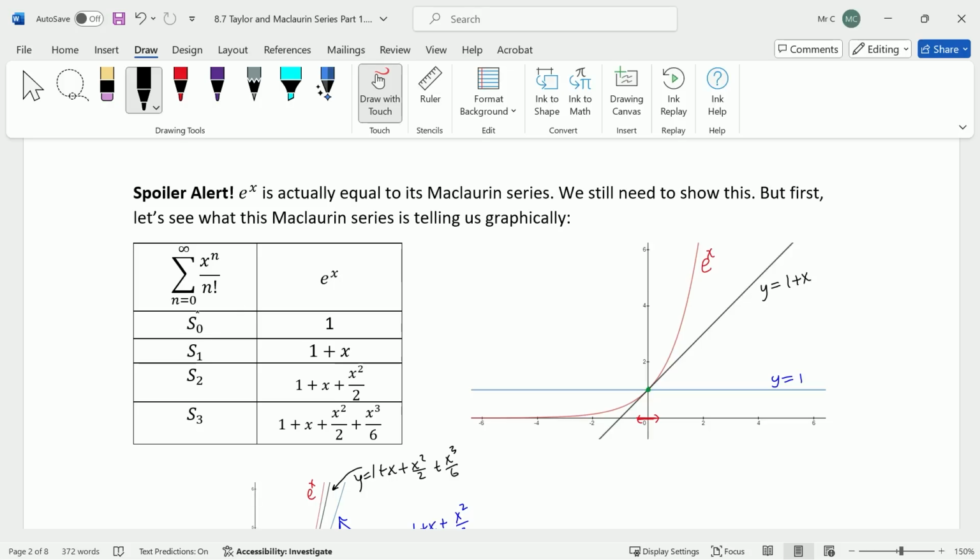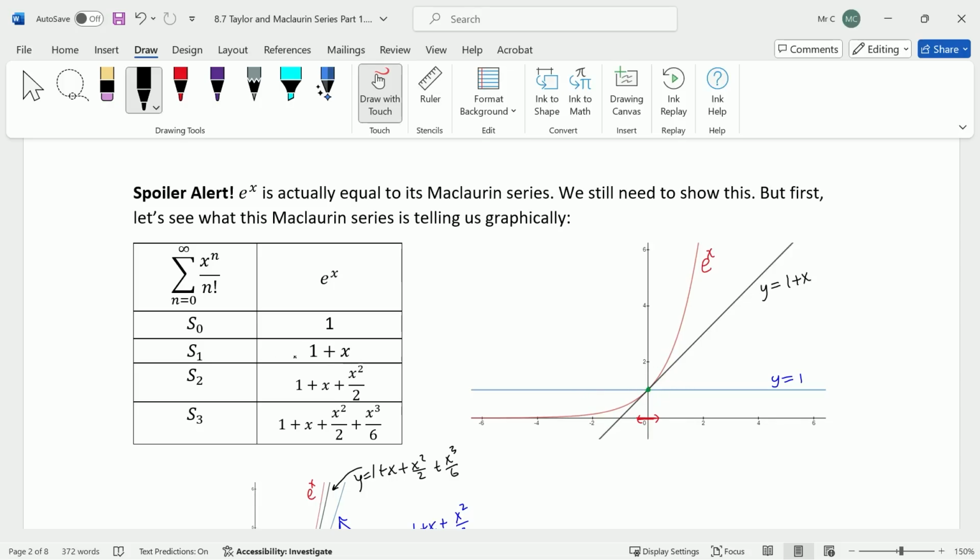So if we took the partial sum, the 0th term, we get 1. We take the first 2 terms, which is s1, because we're starting with n equals 0. It's 1 plus x. s2 is 1 plus x squared over 2. s3 is 1 plus x squared over 2 plus x cubed over 6. And so here we've got these things graphed. First we've got y equals 1 graphed, and that takes the same value at 0, when x is 0, as e to the x.